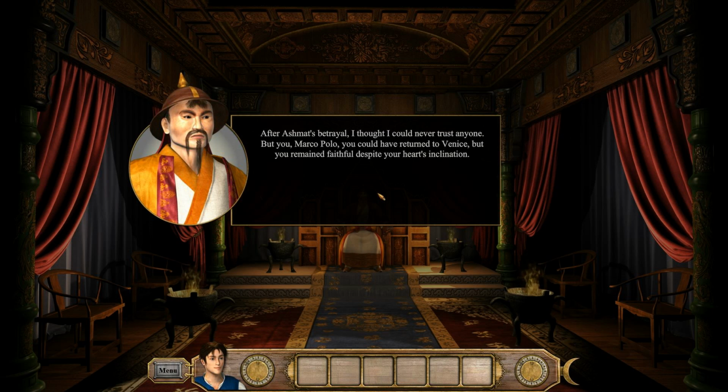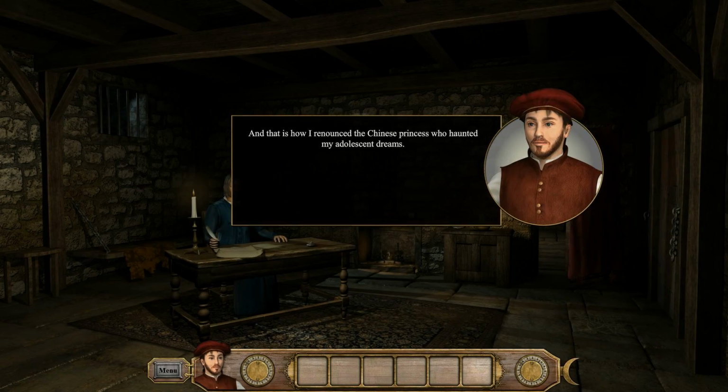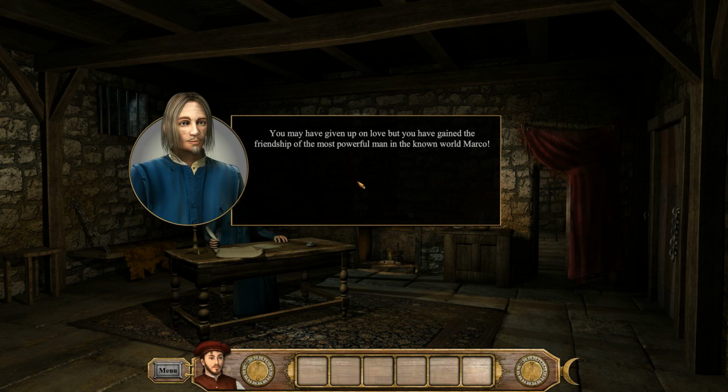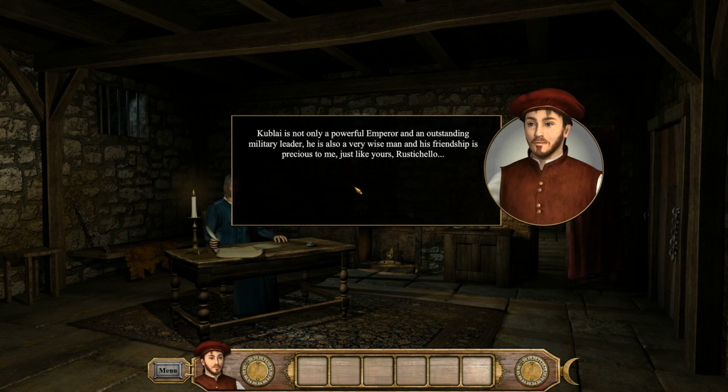After Ashmut's betrayal, I thought I could never trust anyone. But you, Marco Polo, you could have returned to Venice, but you remained faithful despite your heart's inclination. I learned very young that an emperor had no friends, only subjects, rivals, and courtesans. You've showed me that I was wrong, and I will be forever thankful for that. And that is how I renounced the Chinese princess who haunted my adolescent dreams. You may have given up on love, but you have gained the friendship of the most powerful man in the known world, Marco. Kublai is not only a powerful emperor and an outstanding military leader, he's also a very wise man, and his friendship is precious to me, as is yours, Rustichello.